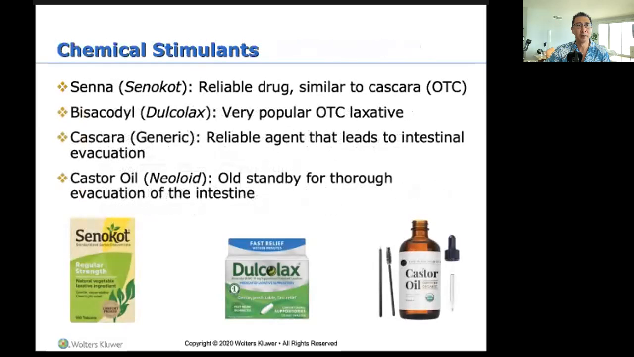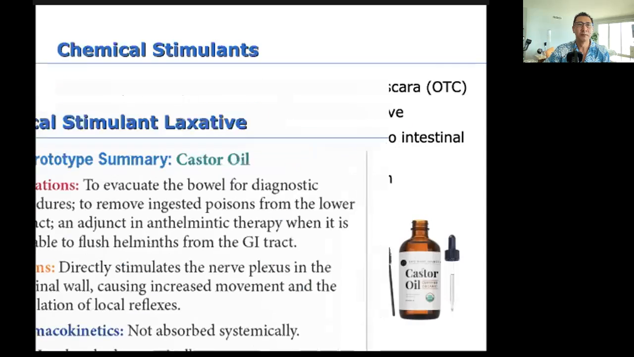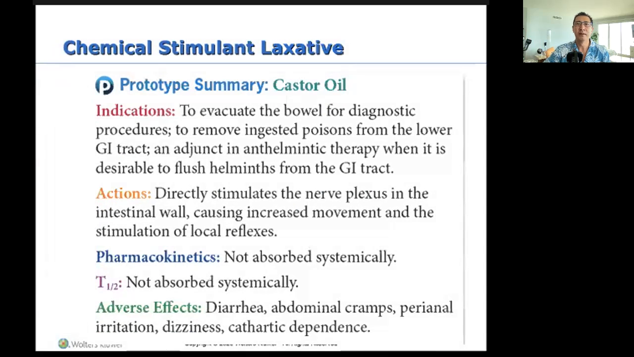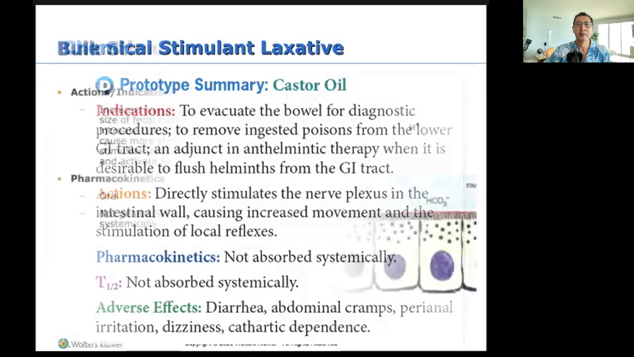Here's a few of the chemical stimulants: Senna, Dulcolax. Two of the most commonly used in the hospital. And I found this out. LA and Marissa, did you know castor oil is also used to grow eyelashes and eyebrows? I didn't know that. I just learned that when I read the book. See, there's a lot of good stuff in the book. So now don't go to CVS and buy up all the castor oil. At least I know where you will be when I can't find you in the clinical.